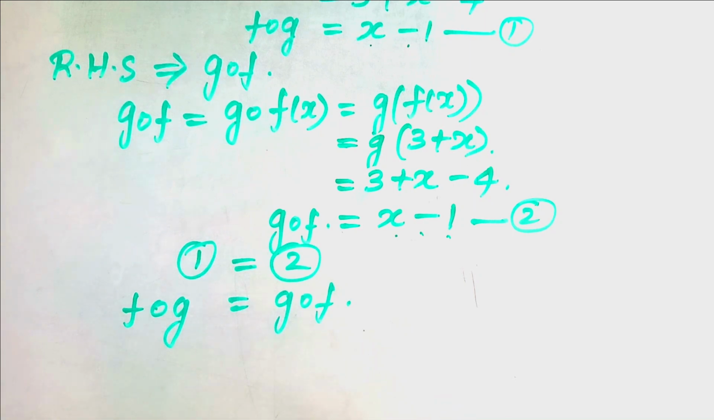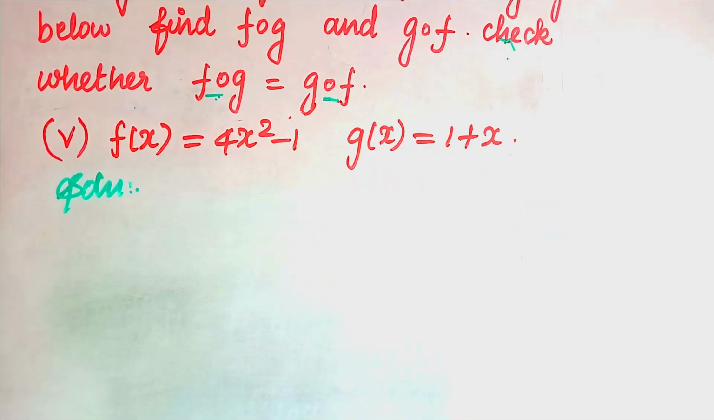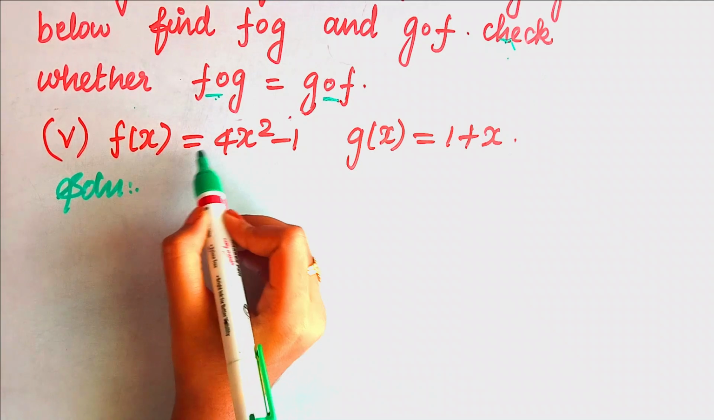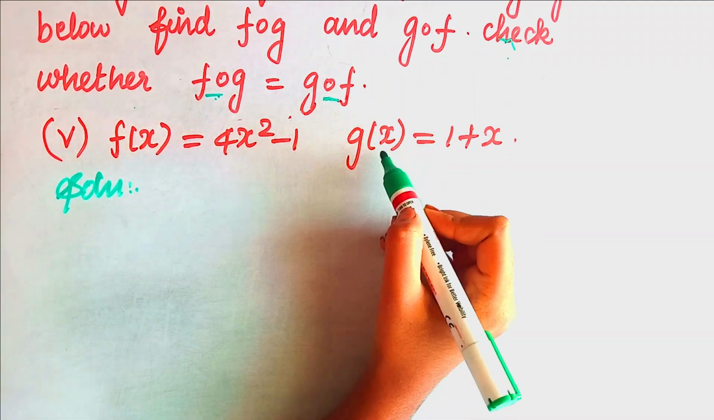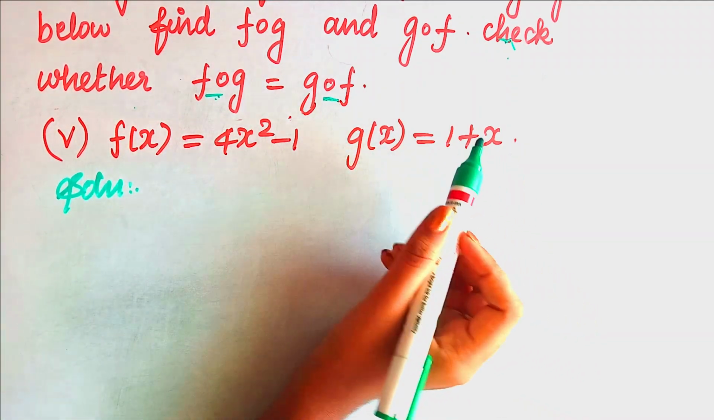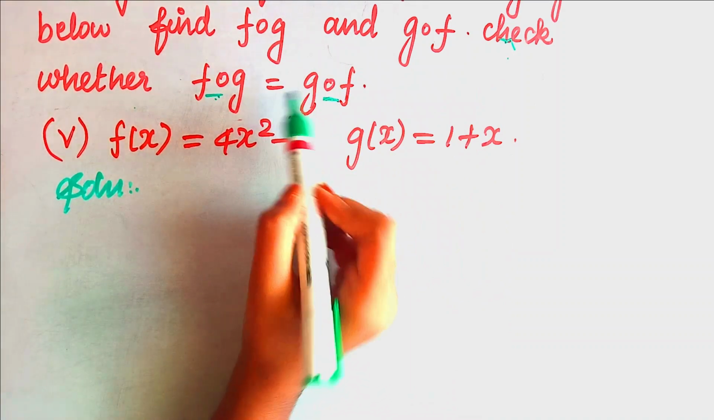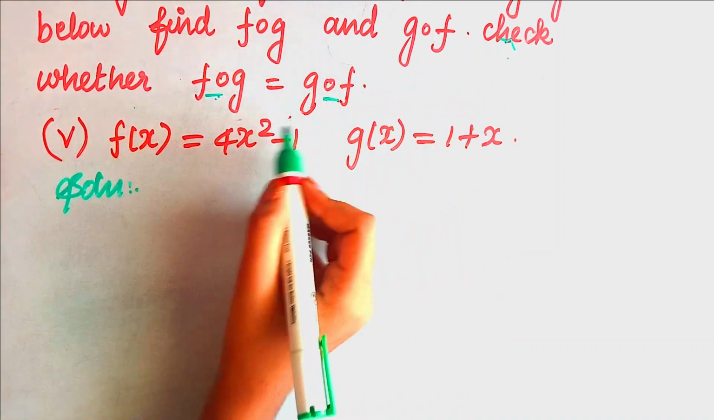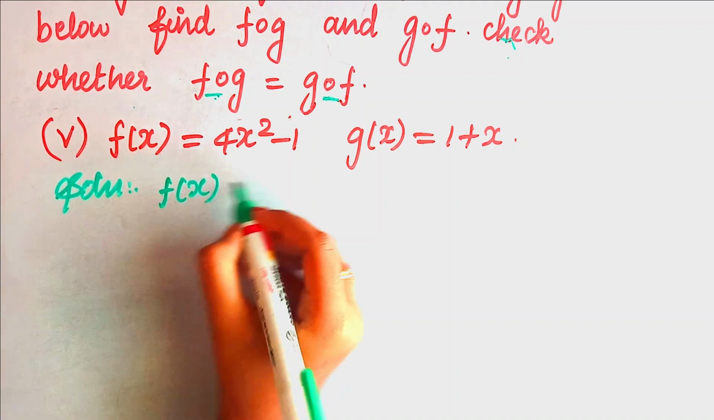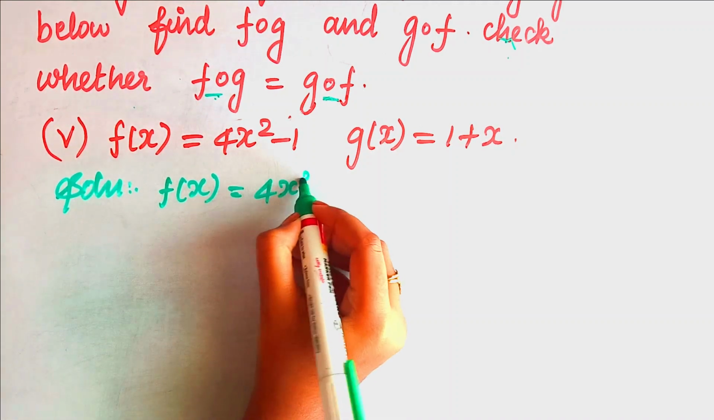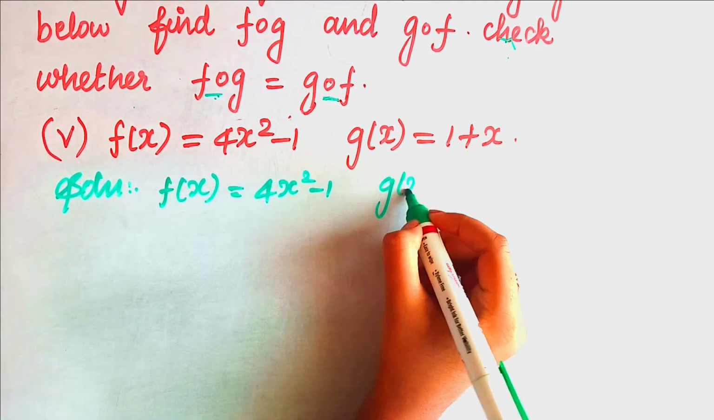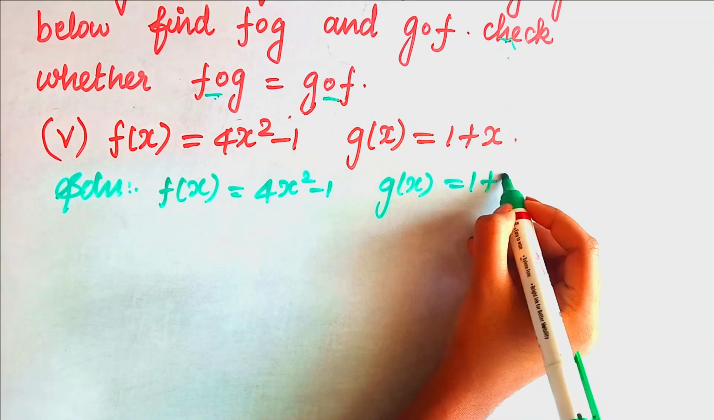Now let's get into our fifth subdivision. Fifth subdivision: f of x is equal to 4x square minus 1 and g of x is equal to 1 plus x, and we have to check whether f dot g is equal to g dot f or not. So first let's write the given part. f of x is equal to 4x square minus 1 and g of x is equal to 1 plus x.